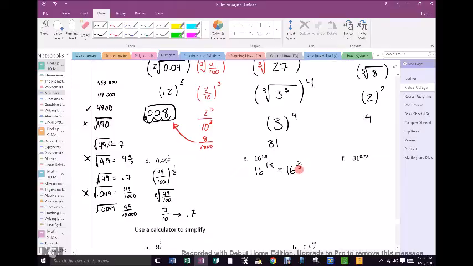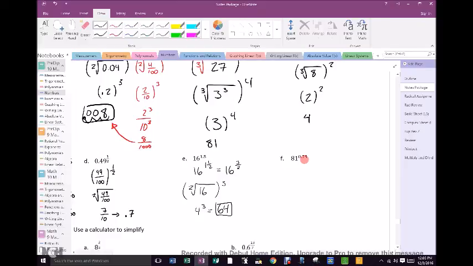What does the denominator become? The index. What does the base become? The radicand. What does the numerator become? The exponent. What's the square root of 16? 4. 4 to the third. What is 4 to the third? 64. Did you say 12? I think you did. So it's not 12.